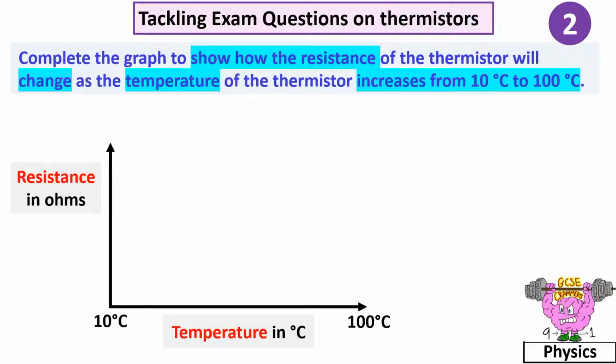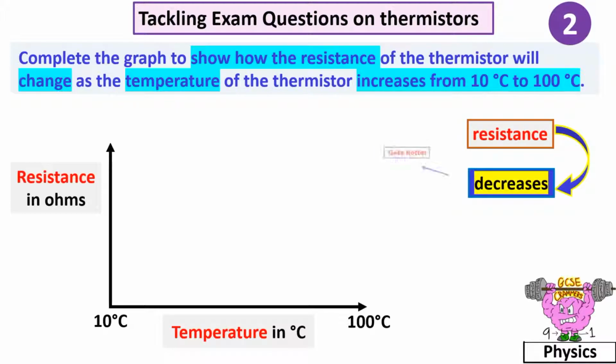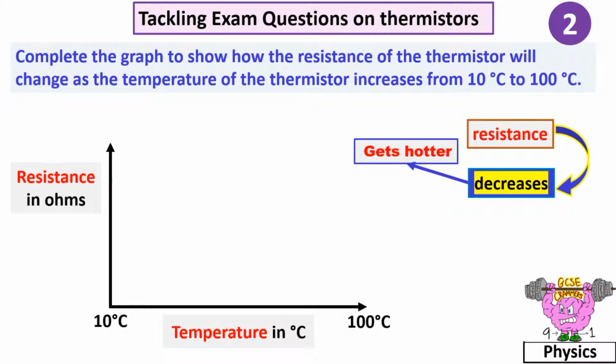To answer this, think back on what you've learnt in this video. We know that when resistance decreases, it gets hotter. So, because resistance is decreasing as the temperature increases, we must draw the line on the graph going down in resistance, going up in temperature. If you understand how the thermistors work, you will have no problem using what you know to find the answer. If you're still unsure on the facts, go over these slides again.